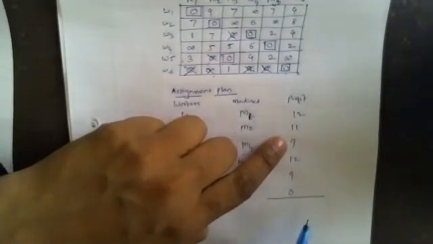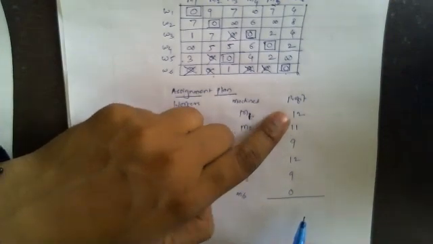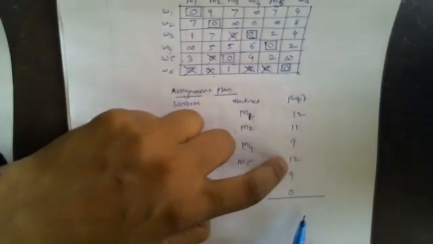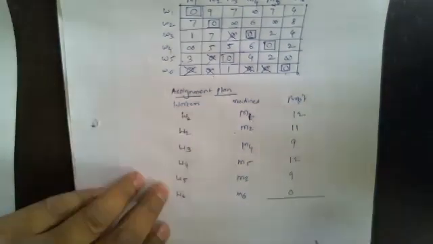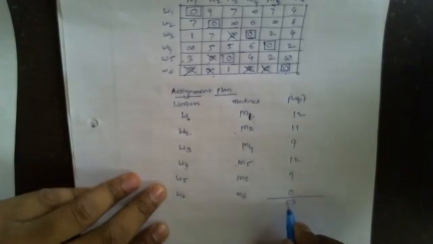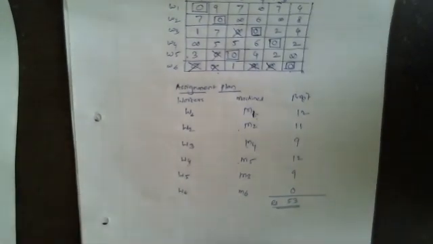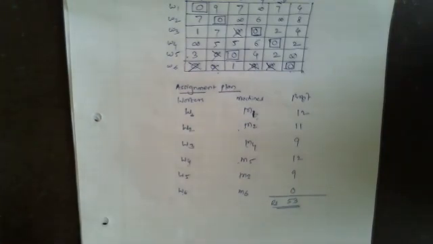Simply add all the values, we'll get the final answer. That is 11 plus 9, 20, 20 plus 12 that is 32, 32 plus 12, 44, 44 plus 9 that is 53. That is rupees 53. This is the final answer. I hope all of you have understood.